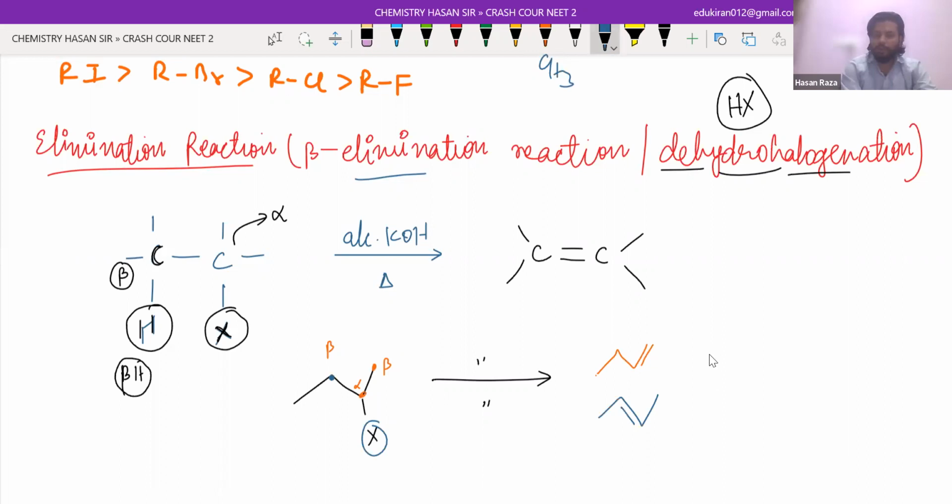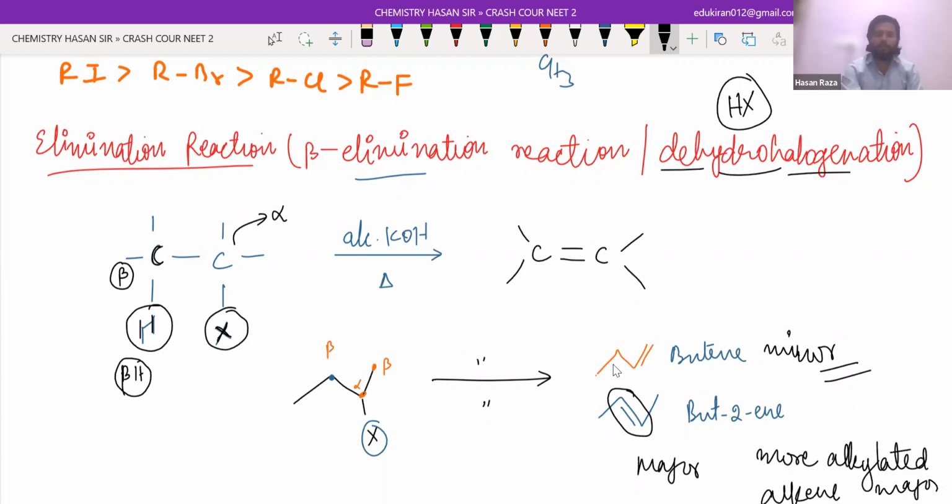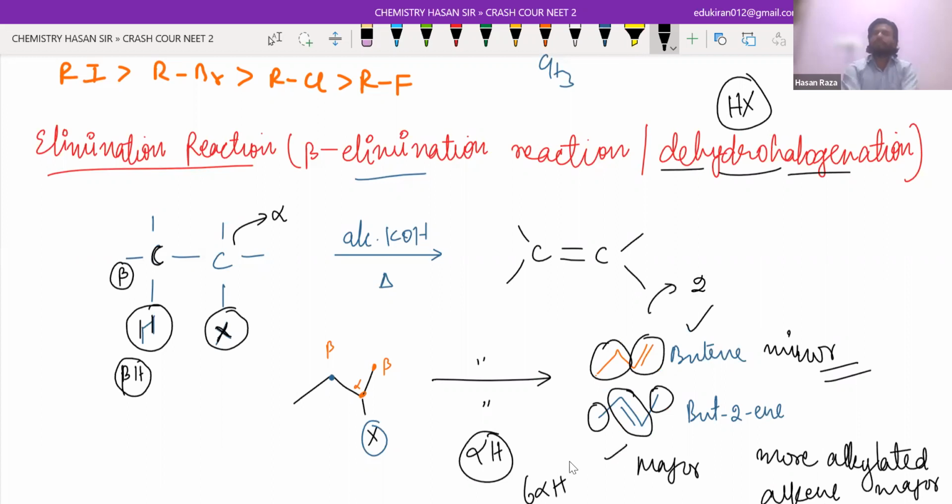So this is known as but-1-ene, and this is but-2-ene. Basically, which one is major and which one is minor? This will be your major and this will be your minor. Always remember how you decide it: the more alkylated alkene is more stable, the major product. You can see it has two alkyl groups, but this has only one alkyl group, so it is less stable, and this is more stable. Or you can go through alpha hydrogens: this has 6 alpha hydrogens and this has only 2, so this is more stable. That's why it is major.